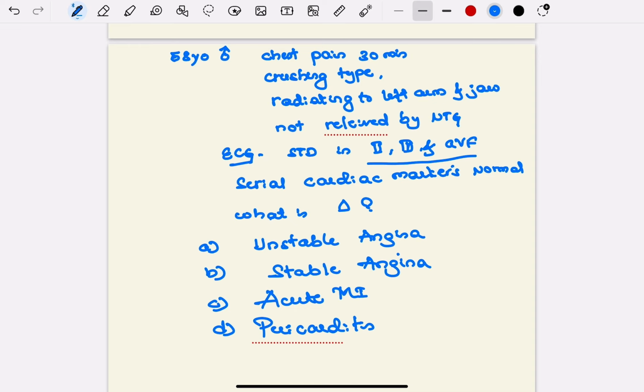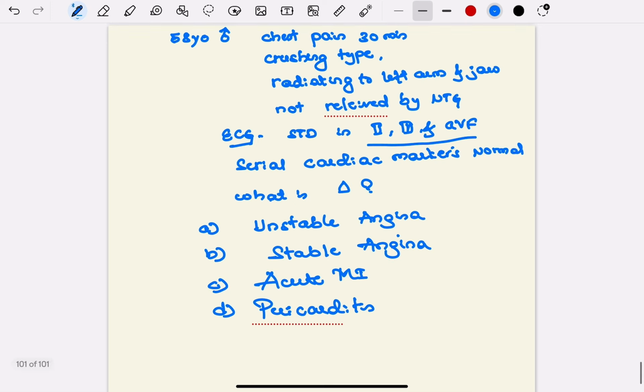If you know the definition of all these options, you will easily pick up the answer. Let's first solve this question by the ruling out method. As we all know, when we talk about acute MI, we usually talk in terms of STEMI or ST elevation. In acute MI, obviously it can be non-STEMI also. Let us keep it that way only.